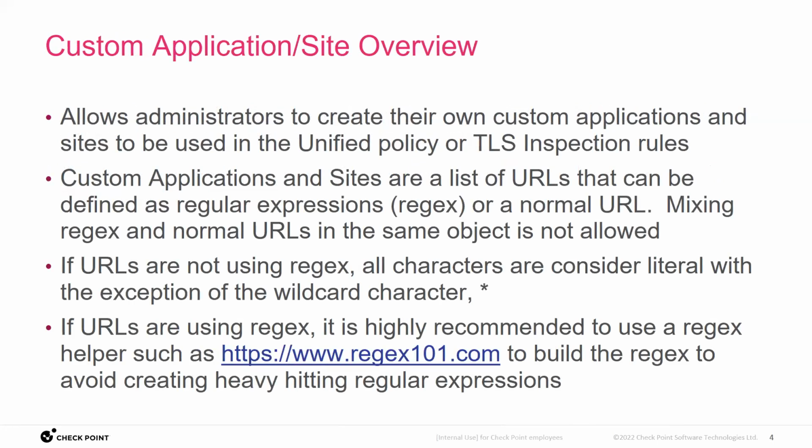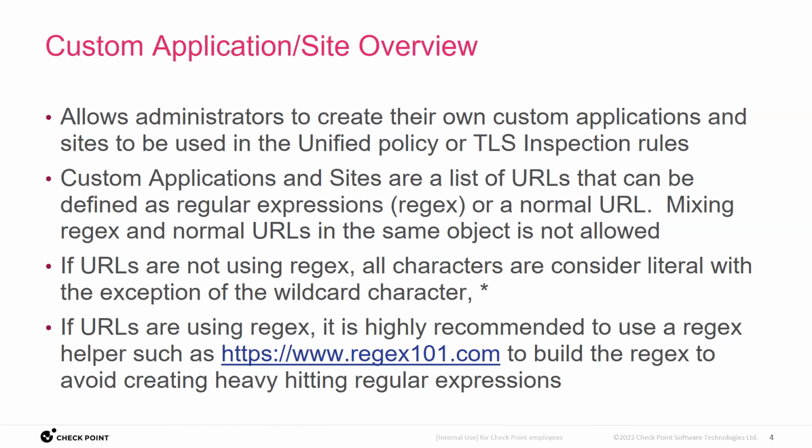So, a quick overview. Custom application site objects allow administrators to create their own custom application sites that you can use in your policies or your TLS inspection rules. Custom application site objects are a list of URLs. You can define these as regular expressions or normal URLs. For this demonstration, I did normal URLs. You cannot mix a regex and normal URL in the same object. So it's one or the other.